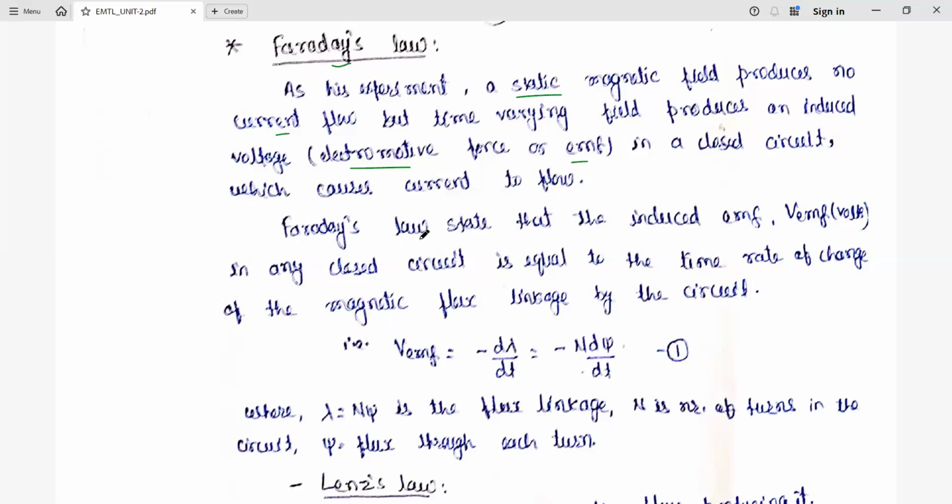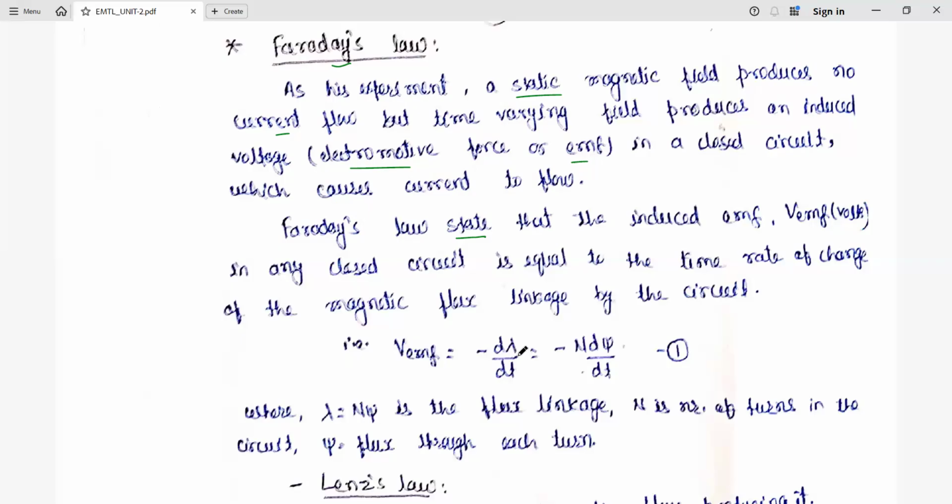So finally, Faraday's law states that the induced EMF, given in volts, in any closed circuit is equal to the time rate of change of the magnetic flux linkage by the circuit. So the rate by which magnetic flux linkage is going to change is equal to the induced EMF. So here if you see, we have V_EMF equal to minus d lambda by dt.